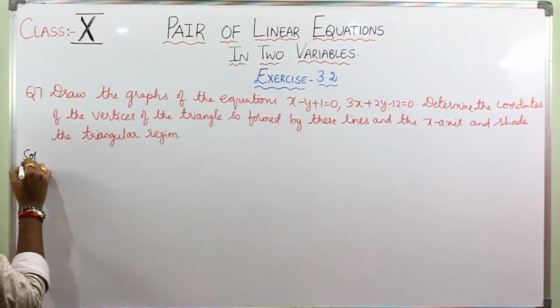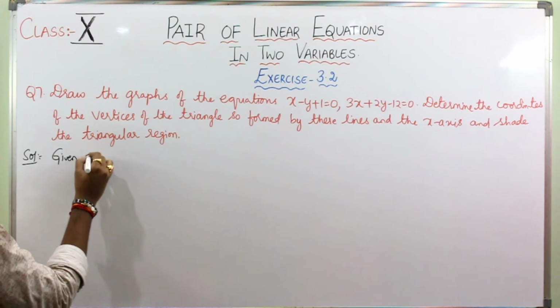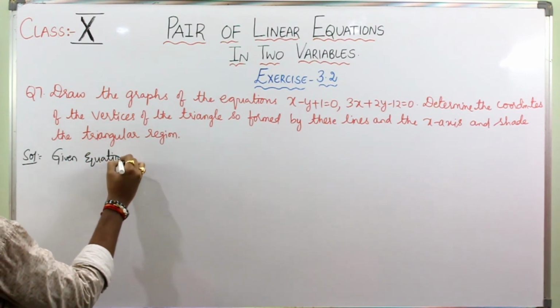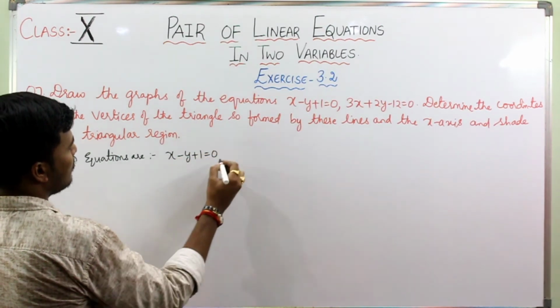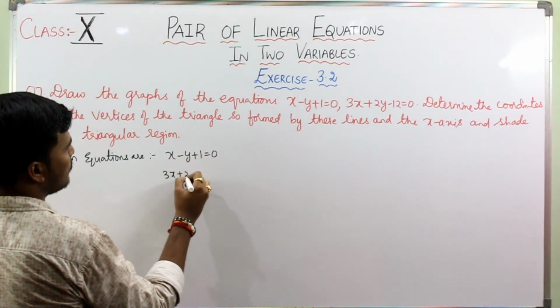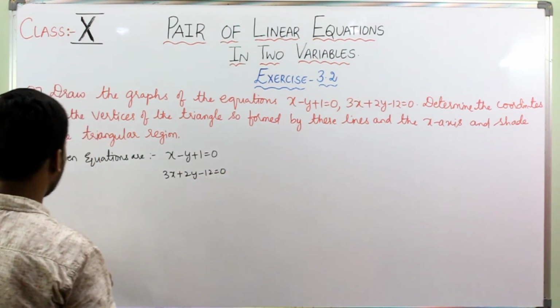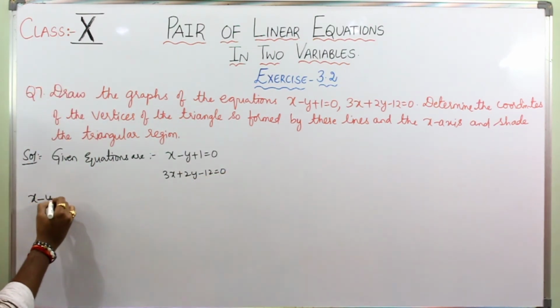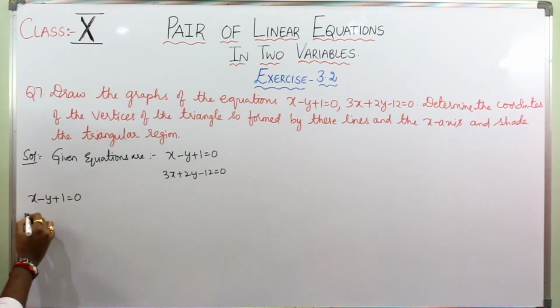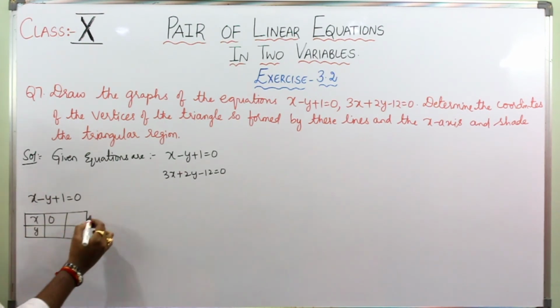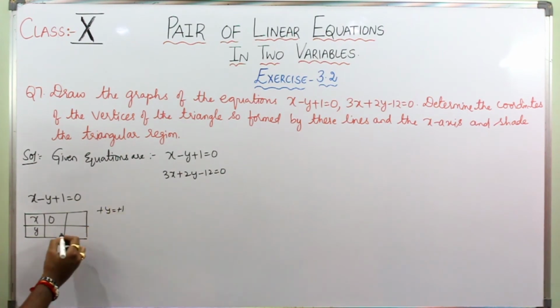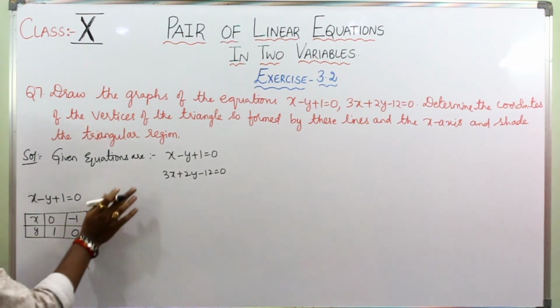So let us consider the given equations. Given equations are x minus y plus 1 is equal to 0 and the other one is 3x plus 2y minus 12 is equal to 0. For this, let us find the values by considering x and y values. Consider x as 0, then we will get minus y is equal to minus 1, so y is 1. If I take y as 0, x will become minus 1.